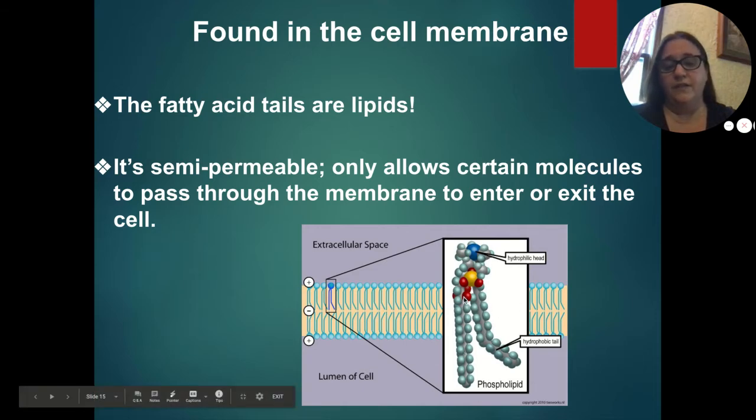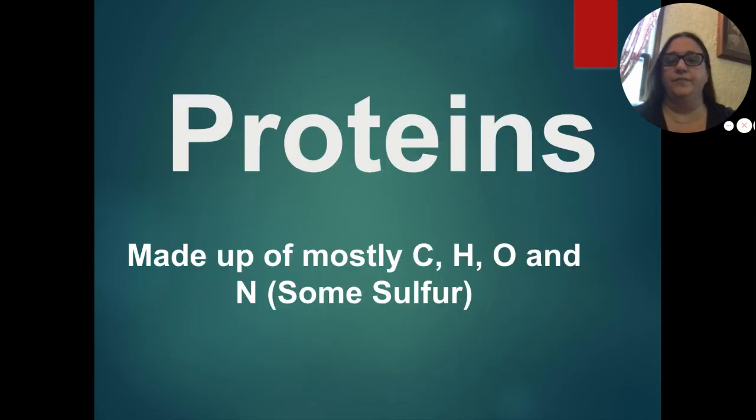So these little fats down here, these are fatty tails, and that's going to help create space between the outside of the cell and the inside of the cell. And it's also going to allow only certain molecules to get into our cells, because we don't want everything to be able to go through them. So we call that semi-permeable, because it only allows certain things to go through. So lipids are super important in that case too.